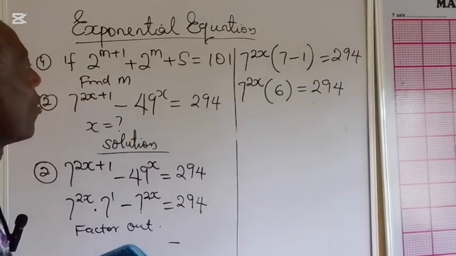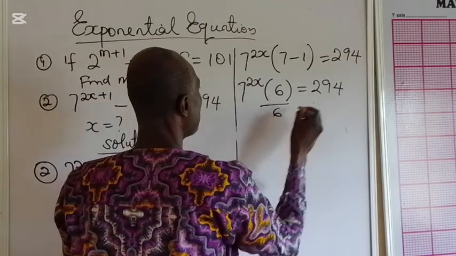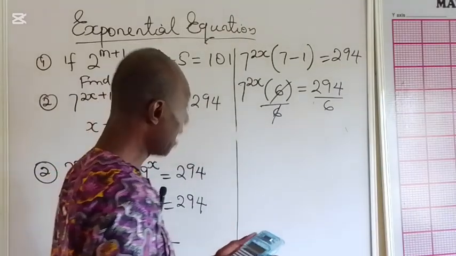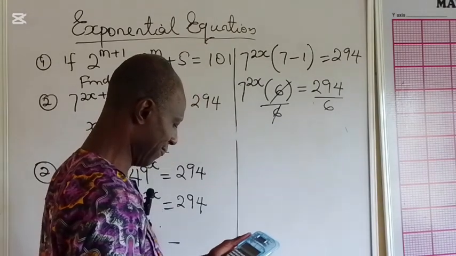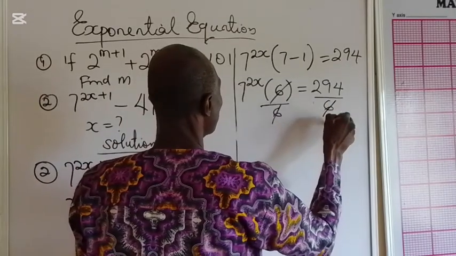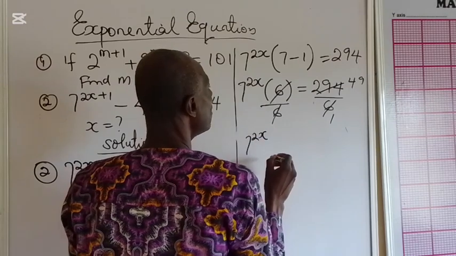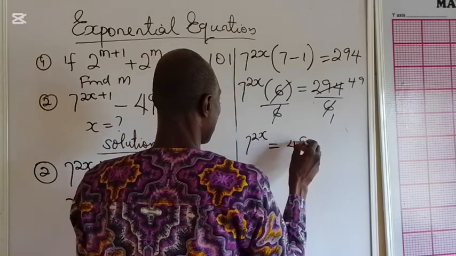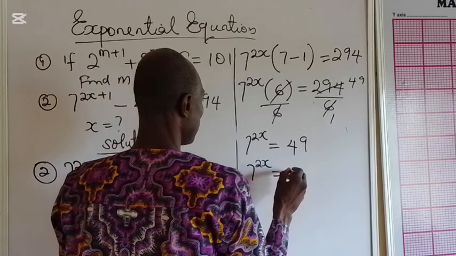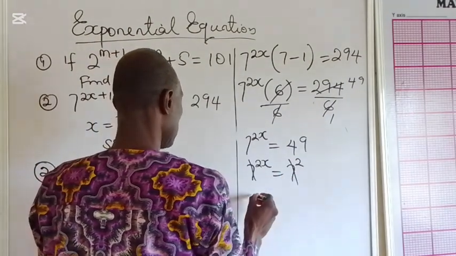What do we do? We divide both sides by this 6. This will die with this. 294 divided by 6 gives us 49. So 7 raised to the power 2x is equal to 49. So I will express them in the same base. 7 raised to the power 2x is equal to 7 raised to the power 2. So this will die with this. We are taking the power.